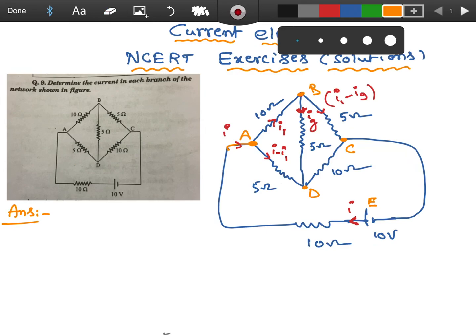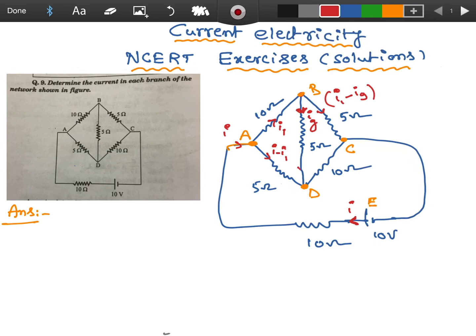Now coming to the junction D. Till here Ig enters, and I minus I1 also enters here. And what about the leaving? Leaving current should be equal to the sum of entering currents: I minus I1 plus Ig. This is the entering current.